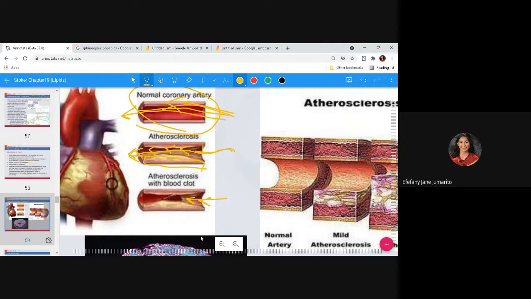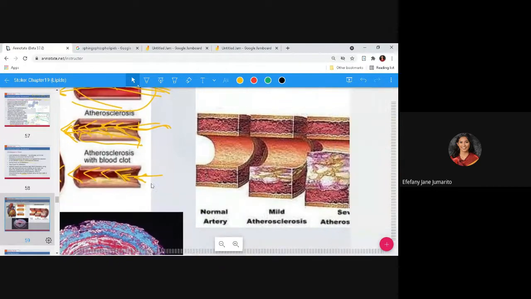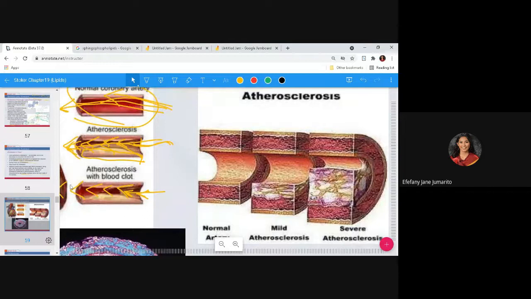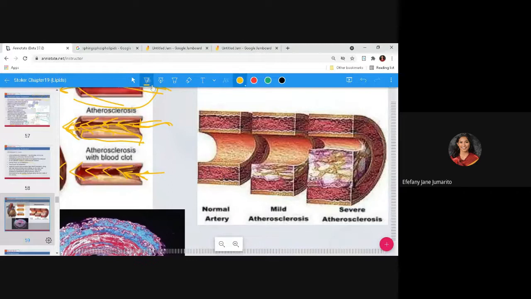Of course, because your heart pumps blood to supply all over your body, it will pump harder so that your blood can get through. That is why a heart attack can follow, because of too much pumping of your heart. Okay, look at this one. This is just a normal artery. Now, with mild atherosclerosis, there's a build-up of cholesterol.